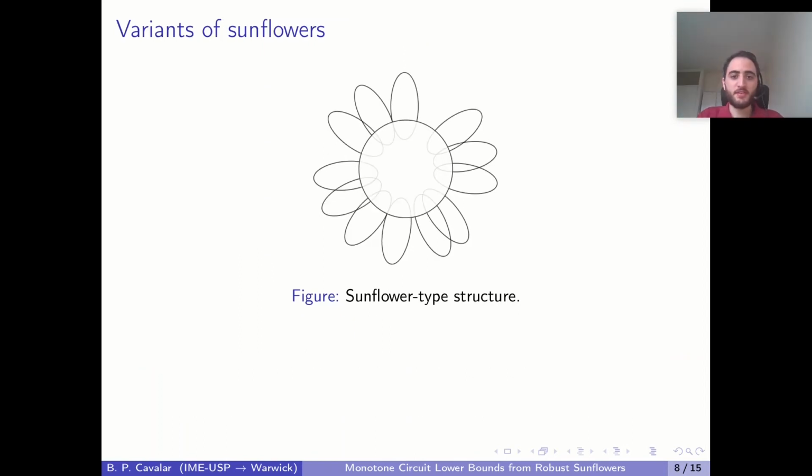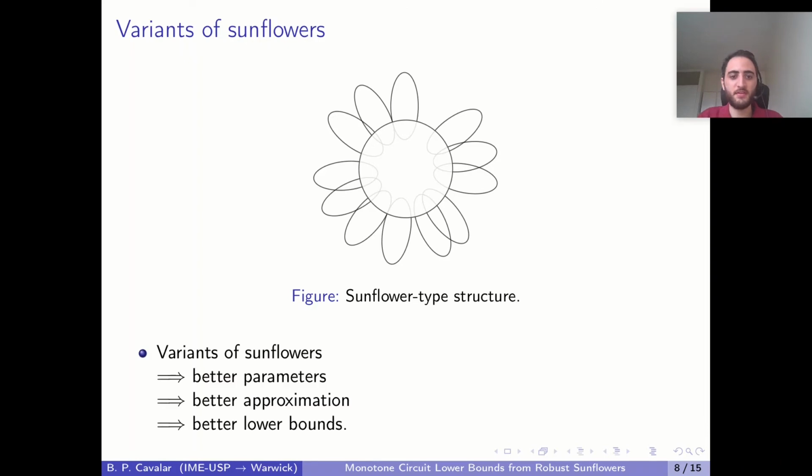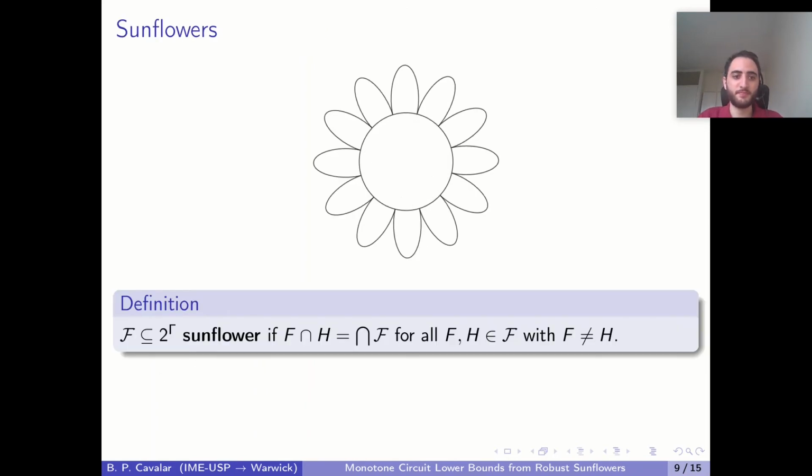And by using variants of sunflowers, so if you have a structure that looks like a sunflower but it's not really a sunflower, you're able to obtain even better parameters than those that are given by sunflowers. This leads to better approximation bounds, which in the end translate to better monotone circuit lower bounds.